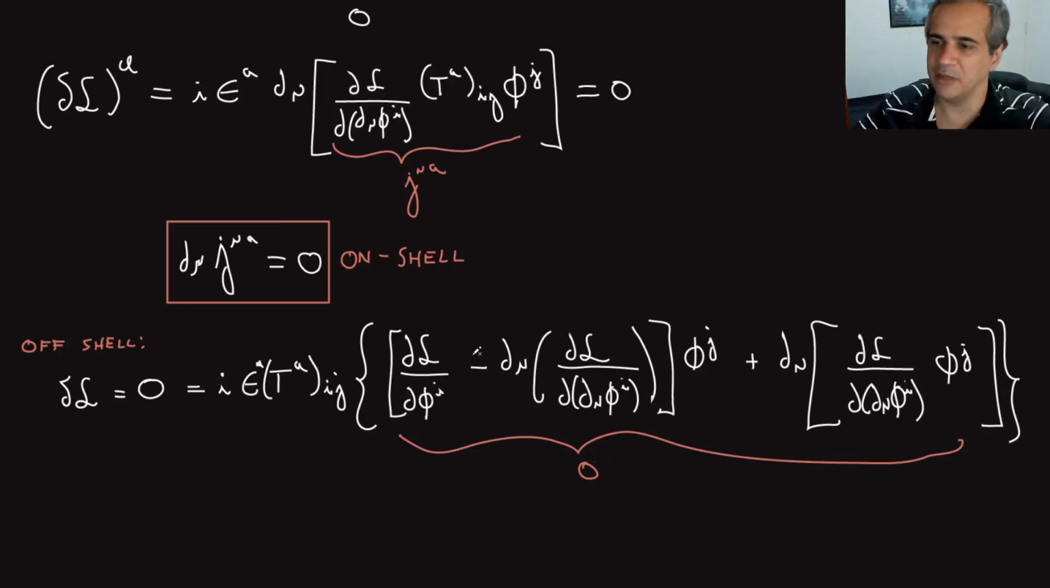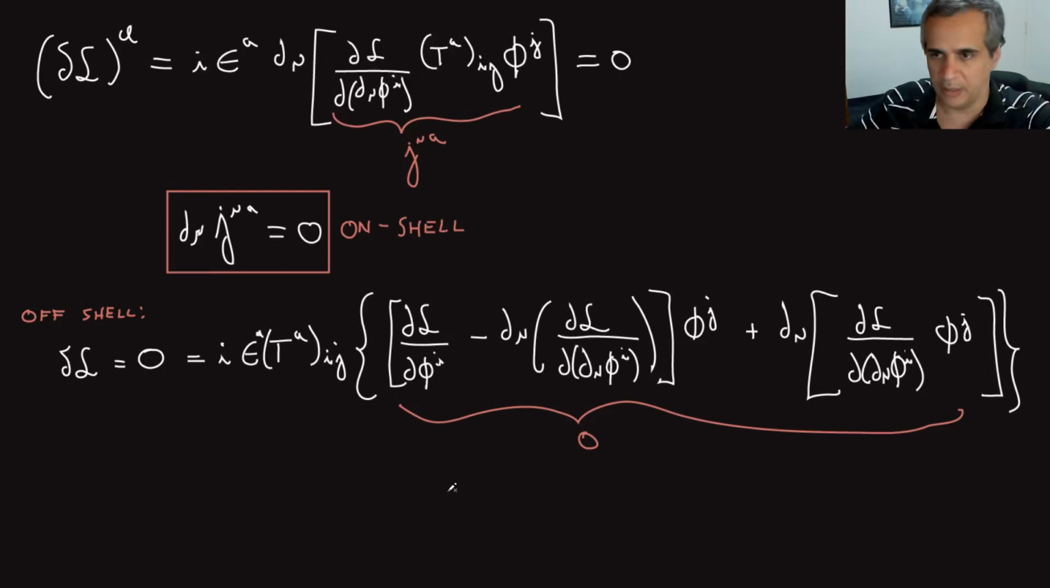If this part was 0 independently from this one, then I would have del mu j mu equals 0 from here, but I don't, right? So in this case, I don't have the conserved current, right? Or there's no conservation coming from my equation. Now let me do a little trick, right?